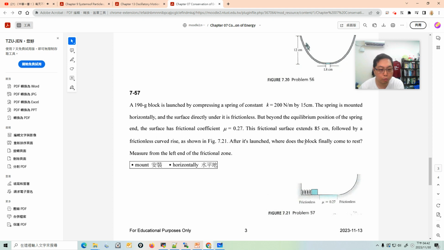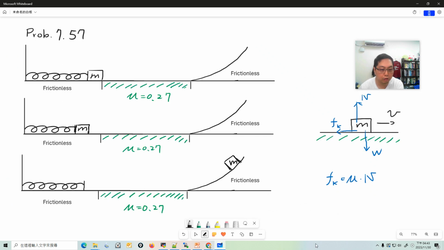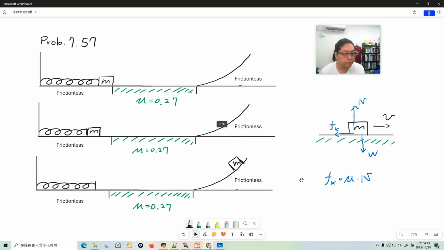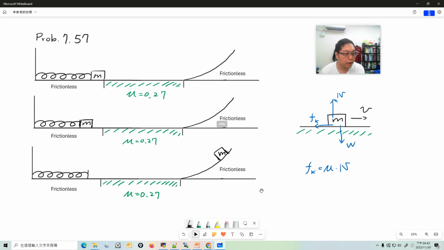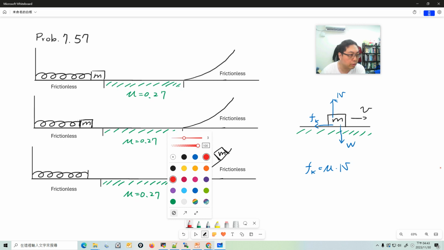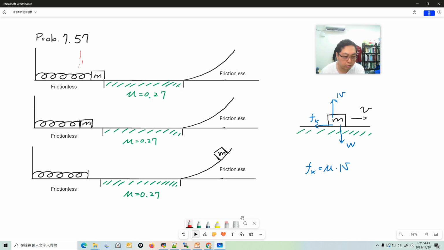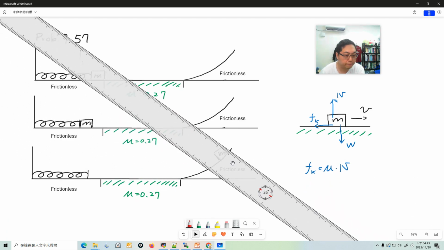So how do we solve this problem? I have a graph here, a schematic representation of this problem. Initially it's compressed 15 centimeters. Let's draw. Maybe a ruler is better, so let's use a ruler.